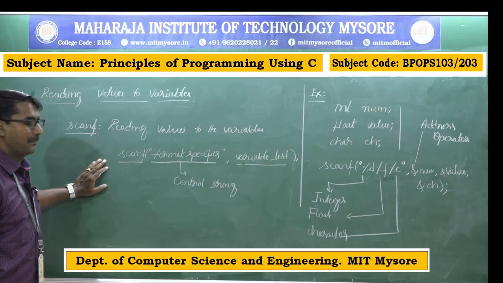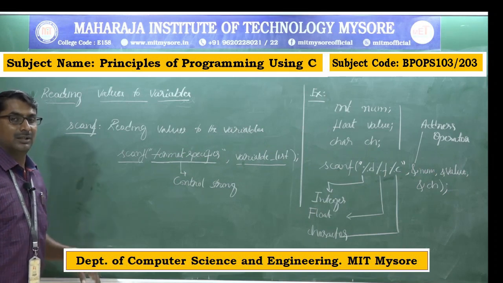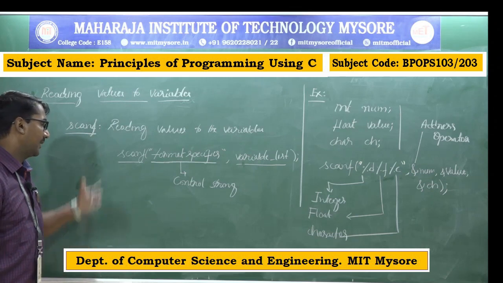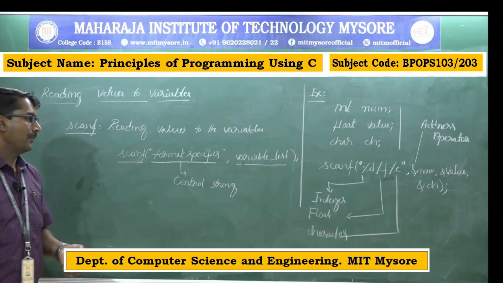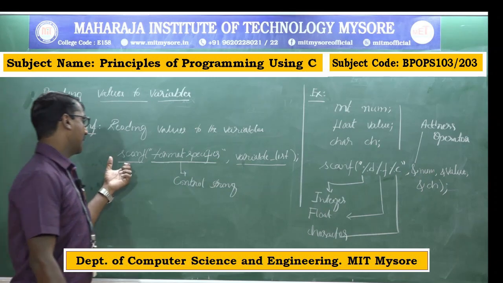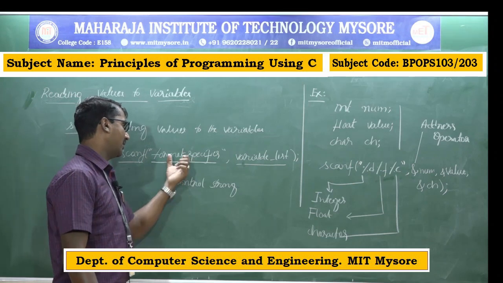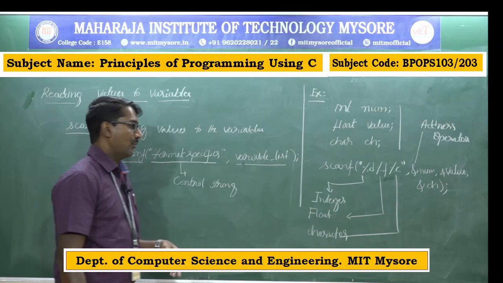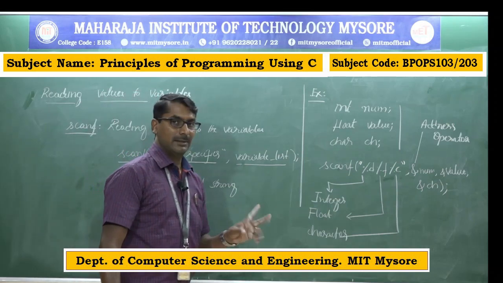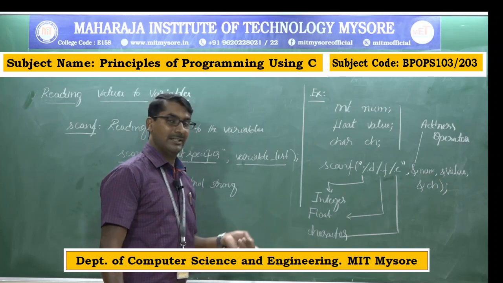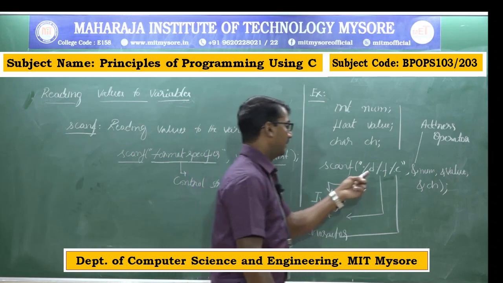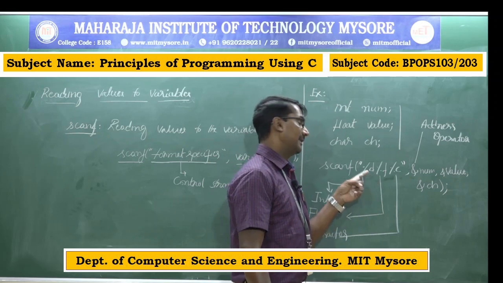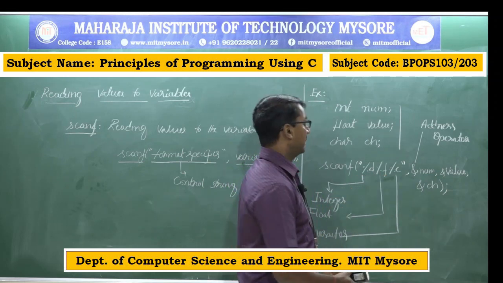Here we use the keyboard as an input device for entering the values to the program. The scanf function is used for reading the values. The syntax of the scanf function is scanf within double quotes the control string or format specifier, comma, variable list. The variable list must be separated by comma. Here we need to consider mainly three things when you are writing the scanf statement. The first thing is the order in which you specify the control string; the same order we need to specify the variable list.